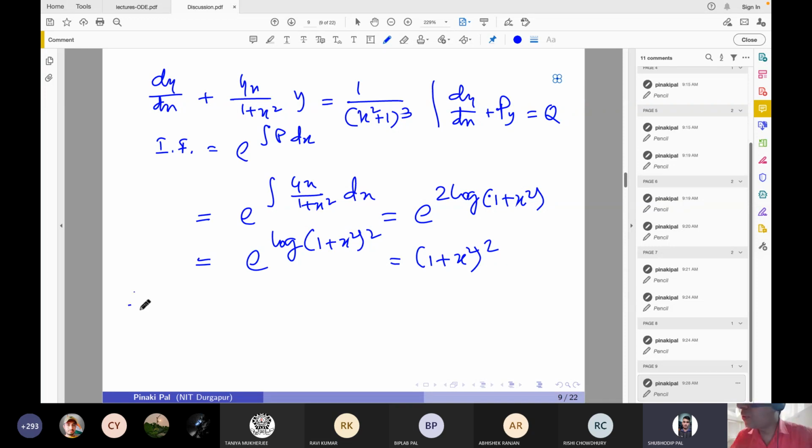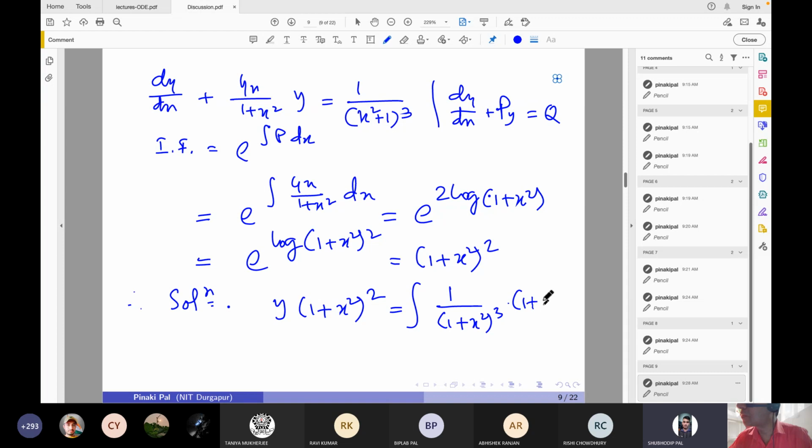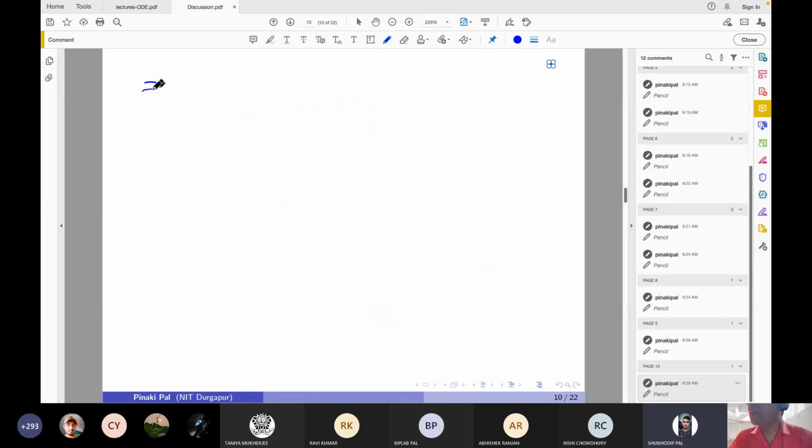So the solution of the problem we can directly write: y times the integrating factor equals the integration of the right-hand side multiplied by the integrating factor, 1/(1+x²)³ into (1+x²)² dx, plus an arbitrary constant. So this is equal to ∫dx/(1+x²) + c. And therefore we get the solution as y(1+x²)² = tan⁻¹x + c. This is the solution.